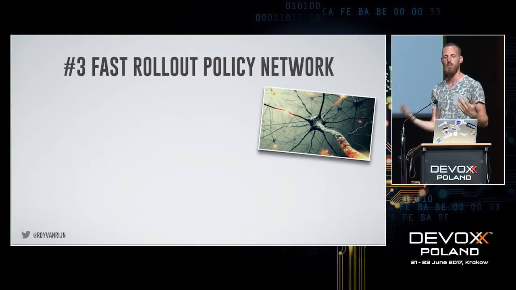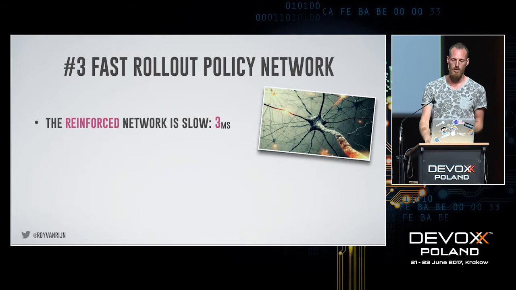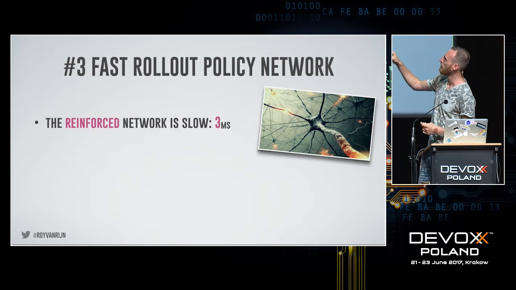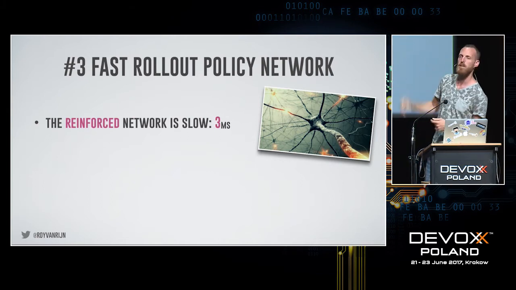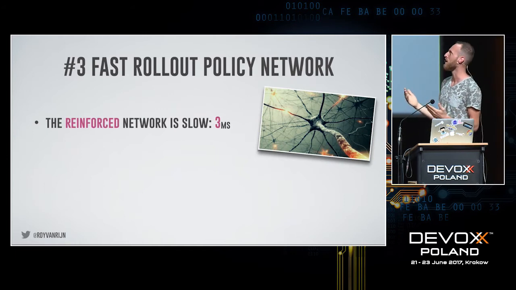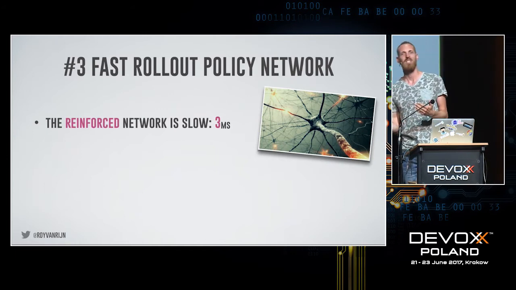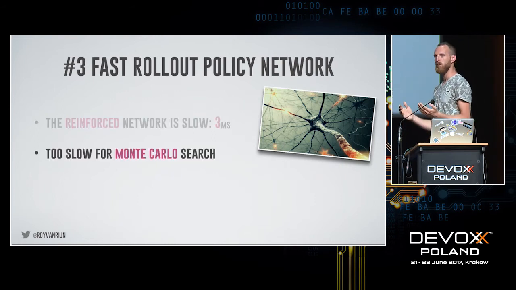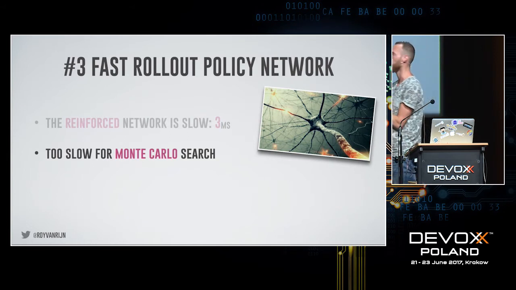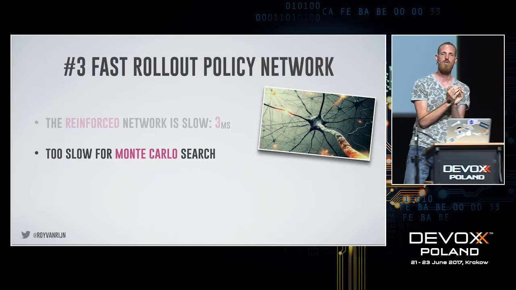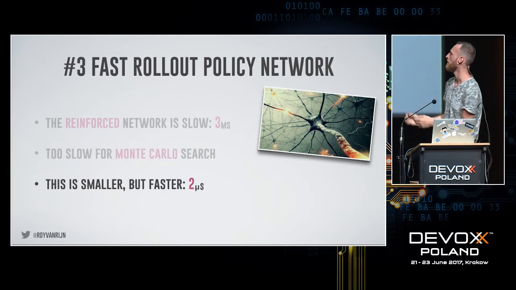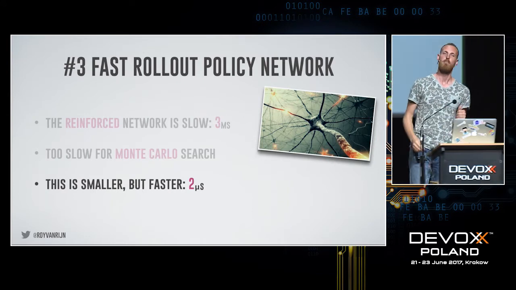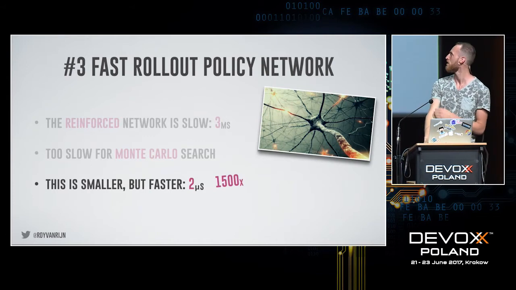But they wanted to add some more logic to this. So they wanted to have a faster network. This network, the number two network, took 3 milliseconds to evaluate a board. 3 milliseconds sounds fast, but in computer terms, it's not. It's very, very slow. So they made a new network. They gave it the same goal, but a much smaller network. So this network is much smaller, network number three, and it takes just 2 microseconds. Much better. So that's about 1,500 times faster.